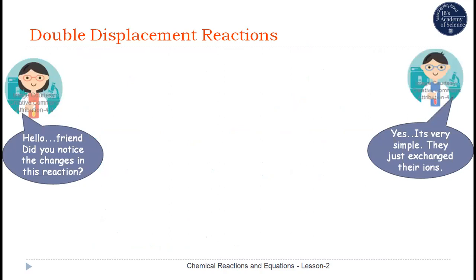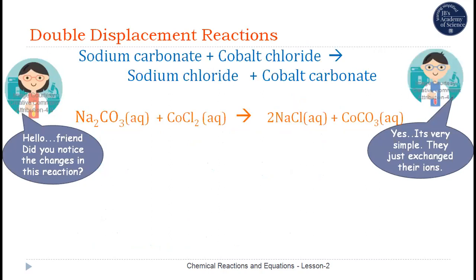Now let us go to double displacement reactions. Look at this example. Sodium carbonate solution and cobalt chloride solution. We are mixing the solutions of sodium carbonate and cobalt chloride. Then we can see that sodium chloride and cobalt carbonate are produced. They just exchange their ions.